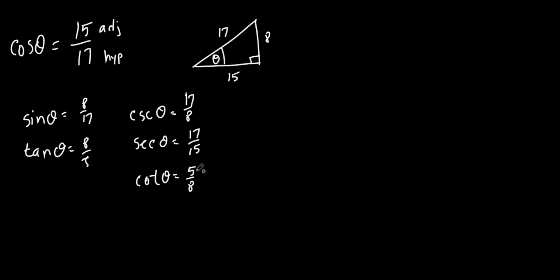Are we okay with that? Setting it up was the important part, knowing what side was 15, what side was 17, then you find the third side. Does everybody understand why this was 15? Because it's the cosine, it's the adjacent over the hypotenuse. So that's adjacent, that's hypotenuse. That's where you put those numbers. It's pretty simple, isn't it?